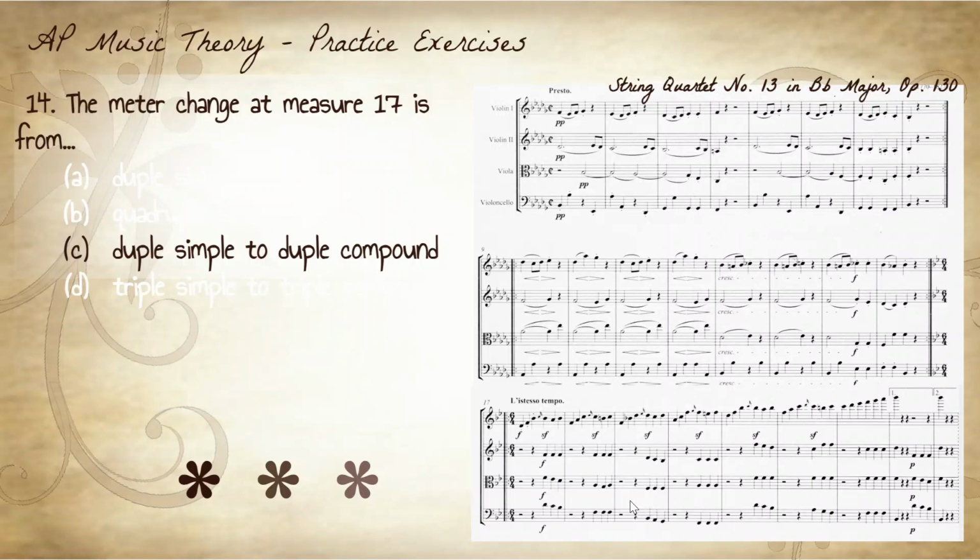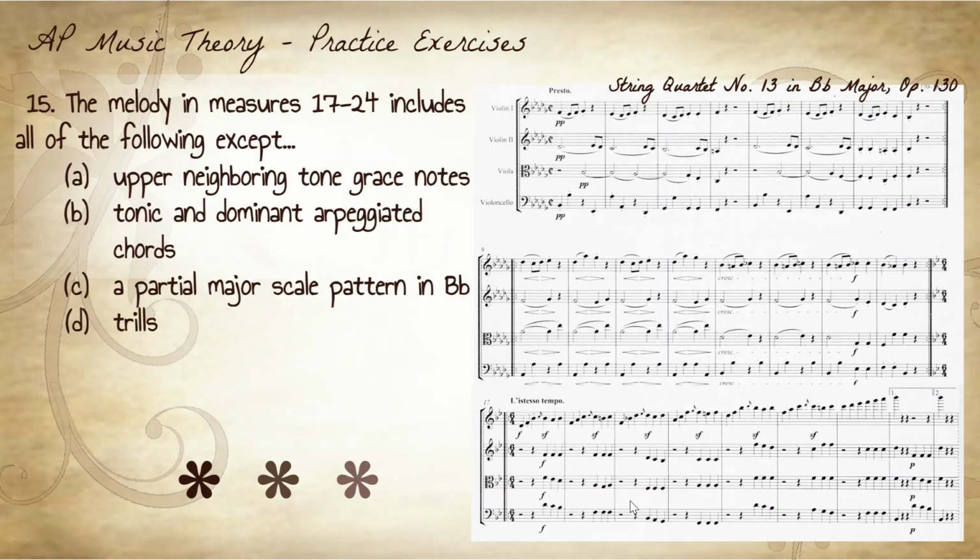Correct answer is C. The meter changes at measure 17 from duple simple to duple compound. Both sections have 2 beats per measure, duple. But in the opening section, the beat divides into 2 parts, simple. And in the second section, the beat divides into 3 equal parts, compound.